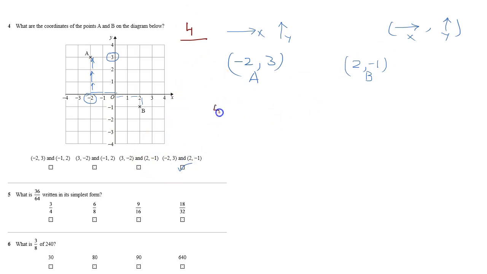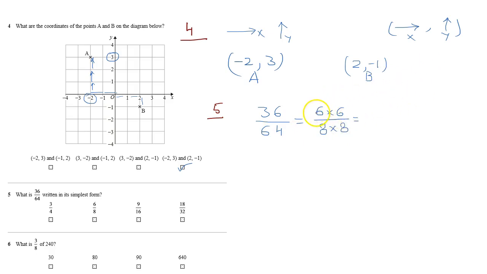Question number 5. What is 36 over 64 written in its simplest form? 36 divided by 64. You check in which table 36 comes. Let's say it comes in 6 times 6. 9 times 4 is also there. 64: 8 multiplied by 8 is 64.